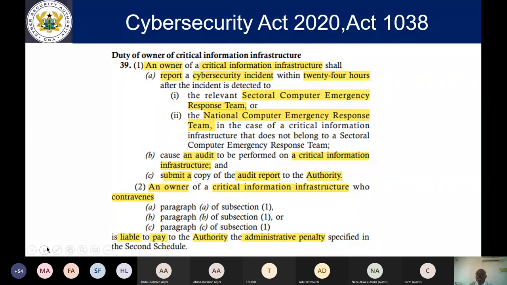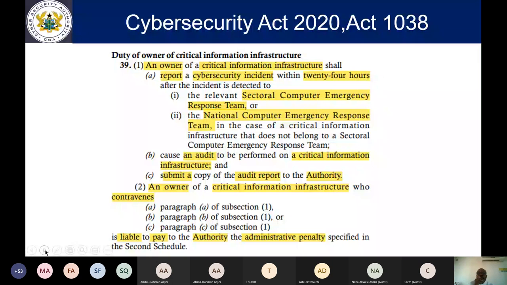So once again, you must be clear in your mind that when there is a breach in your network infrastructure or a hacker breaches your network infrastructure, the mandated institution that deals with it is the National Cybersecurity Authority and not National Security or IGP or Ghana Police Service. They are not in a position to help you. And when you breach this directive, you'll be contravening the act and you could be fined some amount of money. The report must be done within 24 hours.